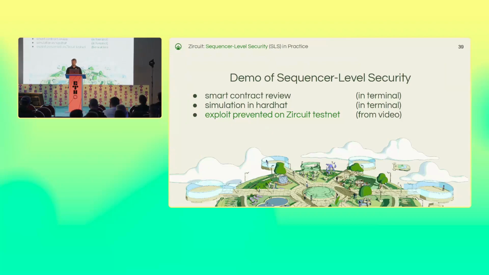So now I have a demo for you. I'm going to do two things. I've scripted this entire hack. So I created a smart contract that represents the pool. I created a smart contract that actually hacks that pool. And I will be showing you how those smart contracts look and how that execution looks on a local simulation in Hardhat on my laptop. And then I'm going to show you how this would look on the Zirkit testnet, which currently has the sequencer level security embedded. So it will be discovered and it will be quarantined.